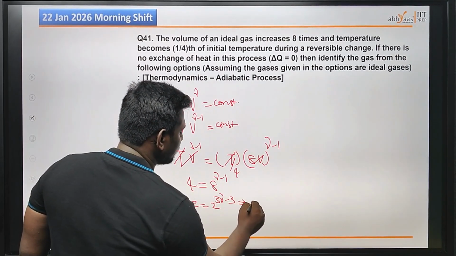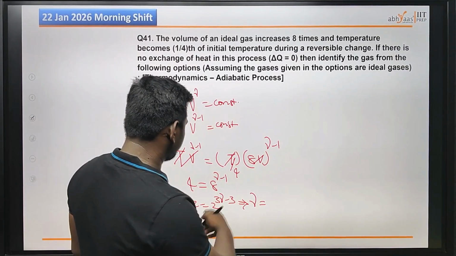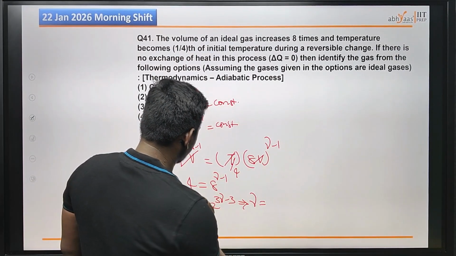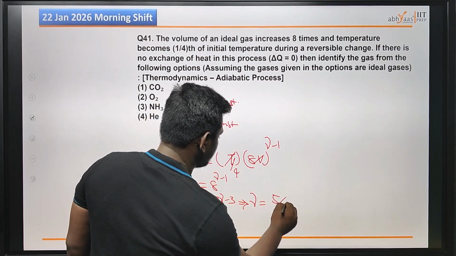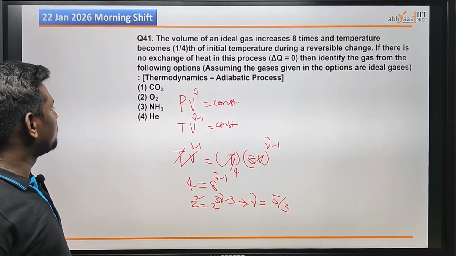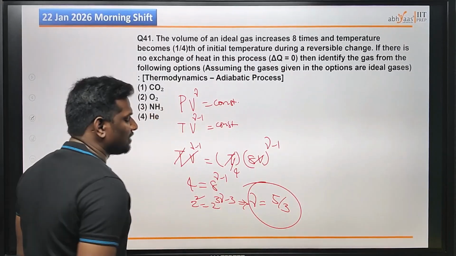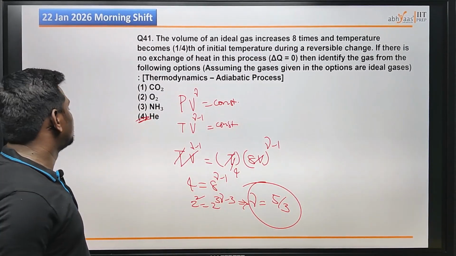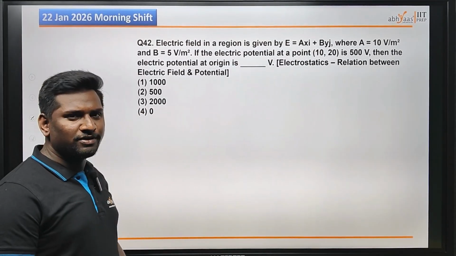So from this one you will get gamma equal to 5 by 3. So what is the gamma value for monoatomic gas? The gamma value for monoatomic gas is 5 by 3. That's why the gas is helium gas. Next one, question number 42.